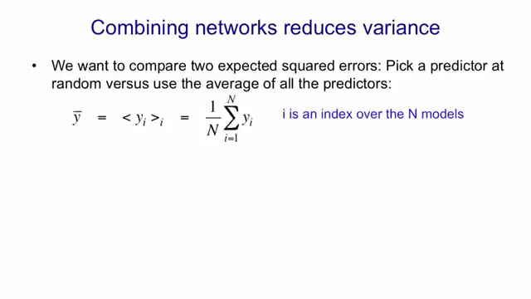So ȳ is the average of what all the predictors say, and y_i is what an individual predictor says. So ȳ is just the expectation over all the individual predictors i of y_i, and I'm using those angle brackets to represent an expectation, where the thing that comes after the angle bracket tells you what it's an expectation over. We can write the same thing as 1 over N times the sum over all the N of the y_i.